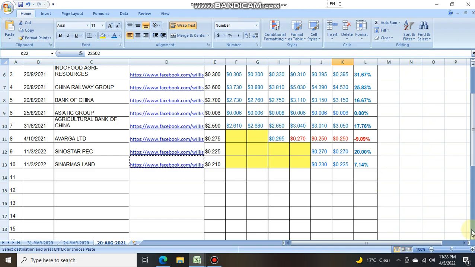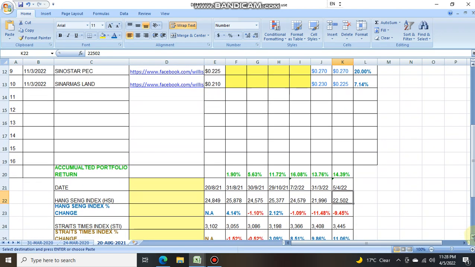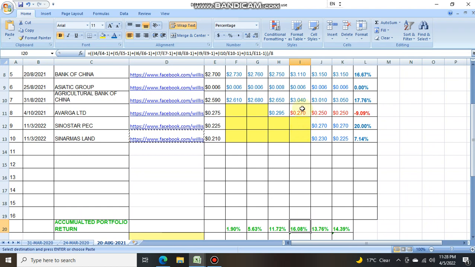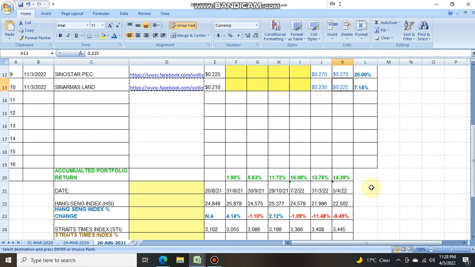Right? So the second point that we would like to share with investors is, for example, let's say we look at the 7th of February 2022, the portfolio return was at 16.08%, but at that point in time, we only had 8 stocks in this portfolio, right? Only 8. When we look at the 5th of April, it had increased to 10, but the portfolio return was at 14.39%. So it seems like the portfolio return was lower when we increased the number of stocks. This is because of the averaging effect.